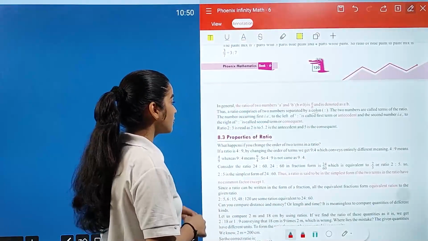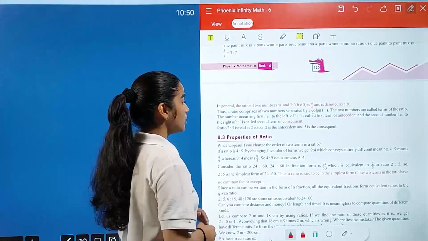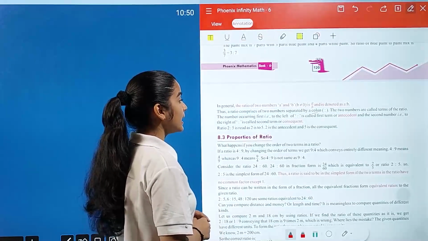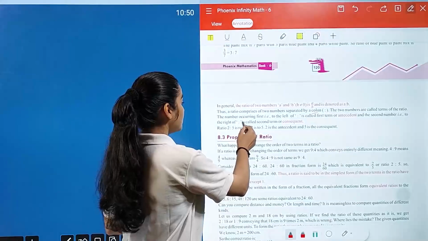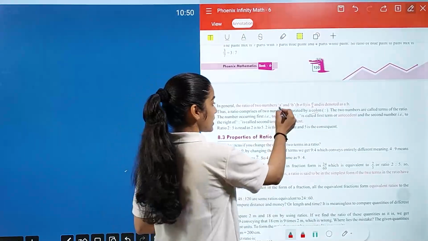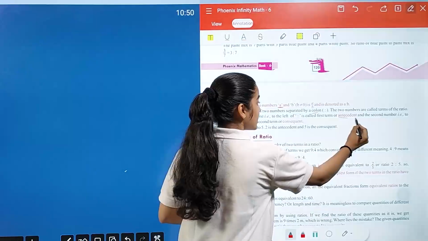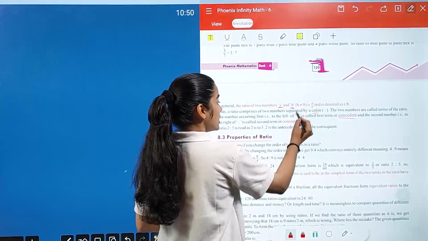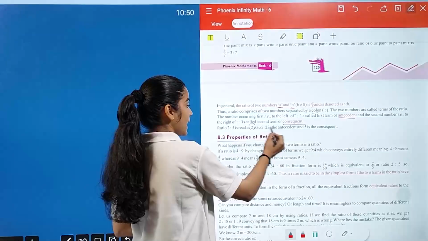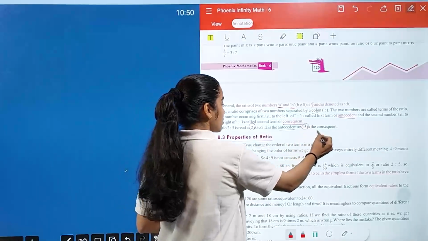The number appearing first, to the left of the colon, is called the antecedent, and the second number, to the right of the colon, is called the consequent. So the first term, this A, will be your antecedent and the term B is your consequent. So in 2 is to 5, 2 is the antecedent and 5 is the consequent.